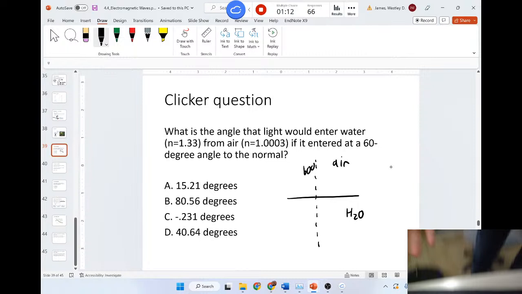And I won't draw that one, because that may give away some of the answer if I draw it correctly. But there's my incident angle. That's the angle it enters with. 60 degrees.